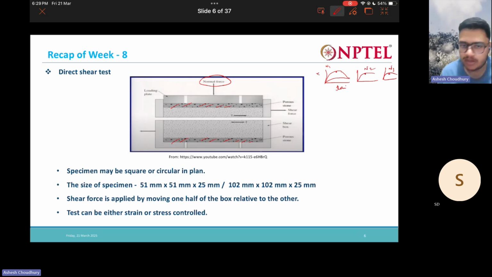From all these curves, you have to take the appropriate shear stress value, whatever you desire. It may be the peak or the residual. It's up to you, depending on where you are going to use those values.